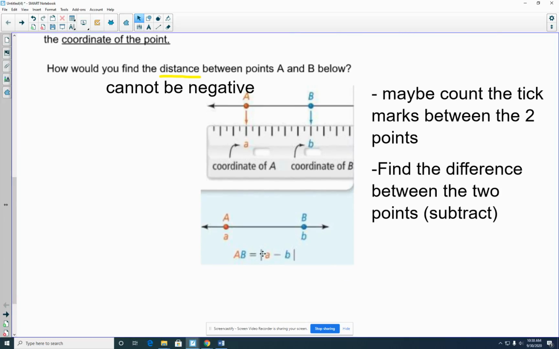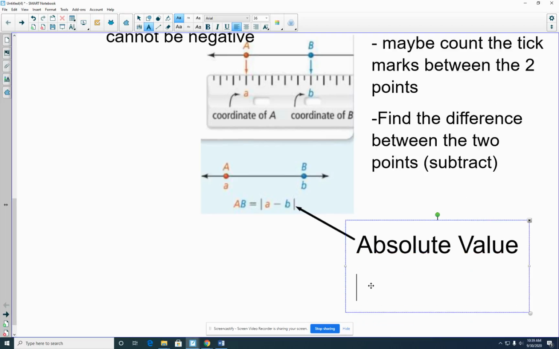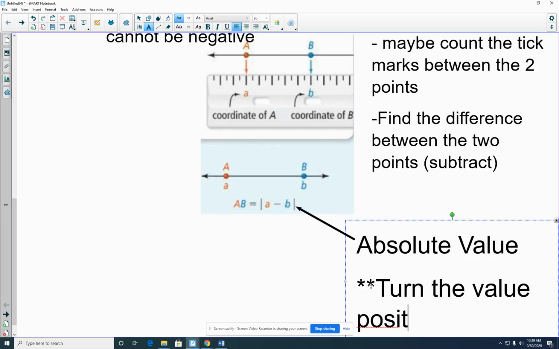So take a look down here at what we're talking about. Here's point A and here's point B. Here's the coordinate of A, and here's the coordinate of B. We can find the distance between B and A, and we take the absolute value. These little bars represent the absolute value. When you take the absolute value, you essentially turn the value positive.